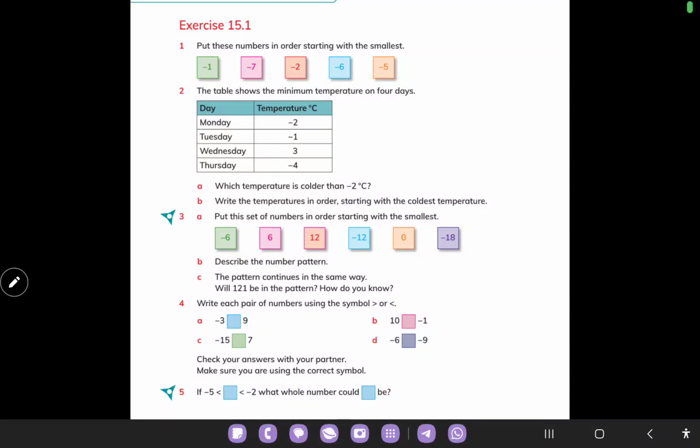Abu Bakr, I have to put these numbers in order starting with the smallest one. And as you see here, these numbers are negative numbers.